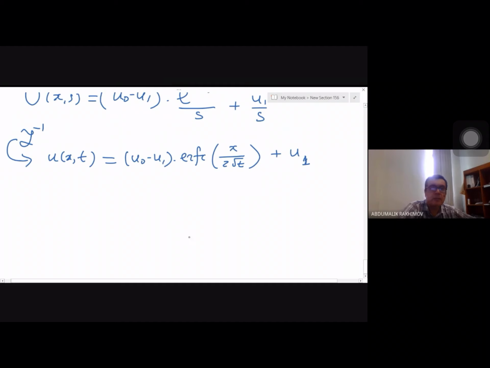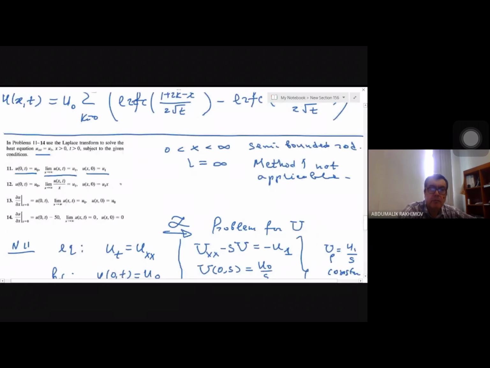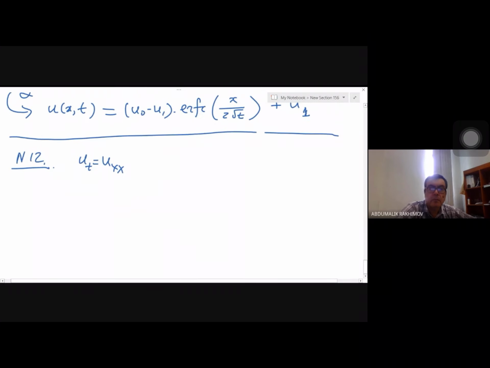Okay, if no questions, let's go and take one more. Let's take number 12. The equation is the same, ut is equal to uxx. Now let's say what the boundary conditions are. Number 12, we are looking for this, right? u of 0, t is equal to u0. The limit when x goes to infinity of u of x, t over x is equal to u1.